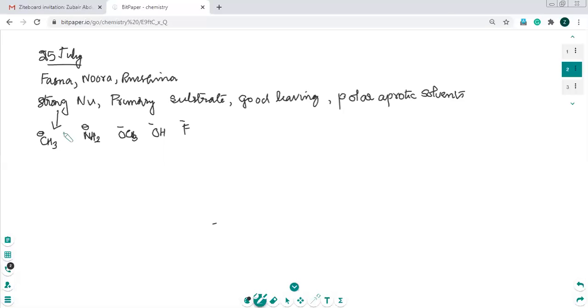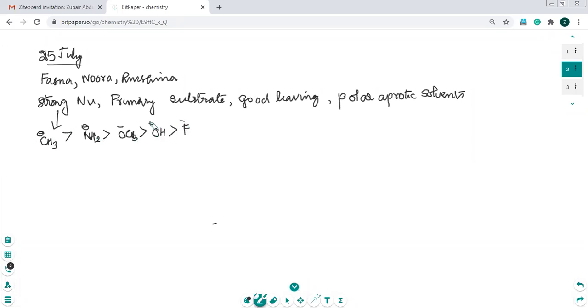This is the strongest nucleophile, very, very strong, CH3 minus. Then NH2 minus is slightly weaker. So the strength of nucleophilicity is in this order. That means CH3 minus will react in an SN2 reaction faster than NH2 minus, faster than OCH3 minus, OH minus.